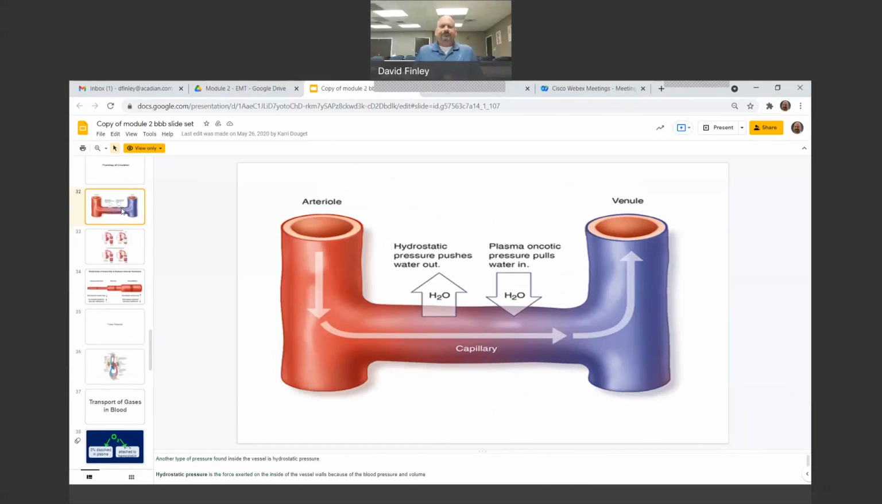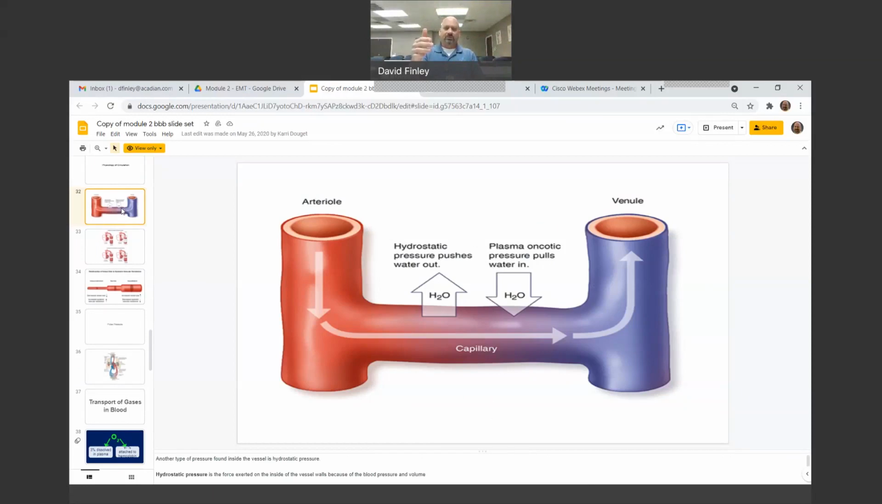Okay. So let's talk about this slide. This is talking about plasma oncotic pressure and hydrostatic pressure. What y'all need to know about this is in that vessel, hydrostatic pressure pushes water out from intravascular to extravascular, inside to outside. There's a push. So if we increase hydrostatic pressure, or the pressure inside the vessel, fluid's going to leak out.